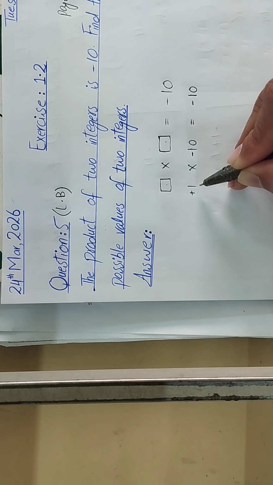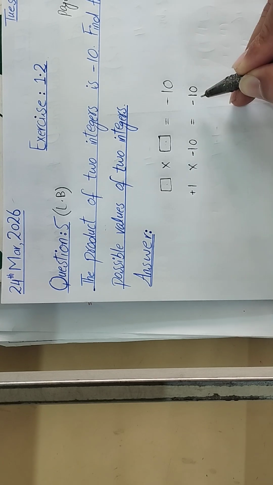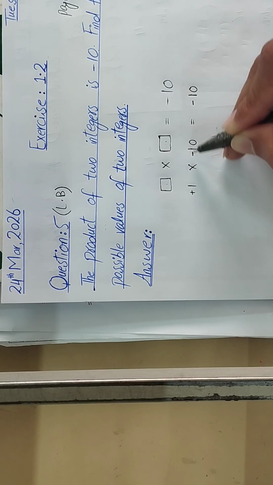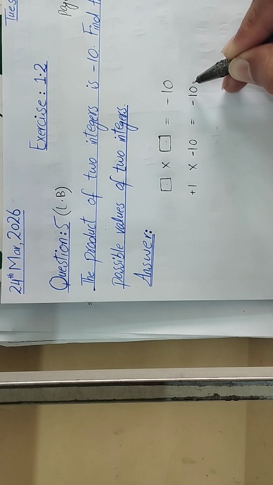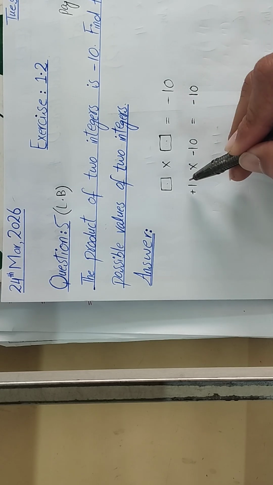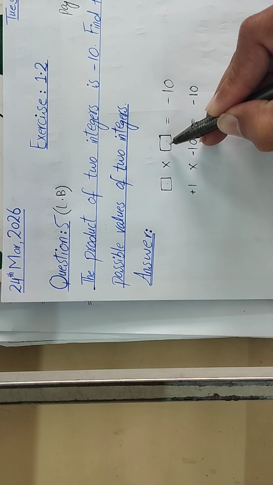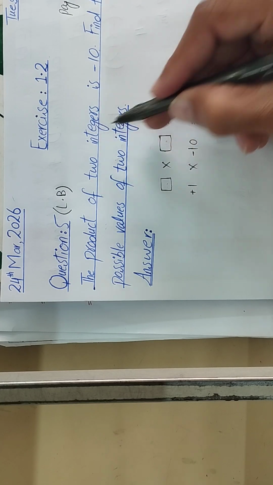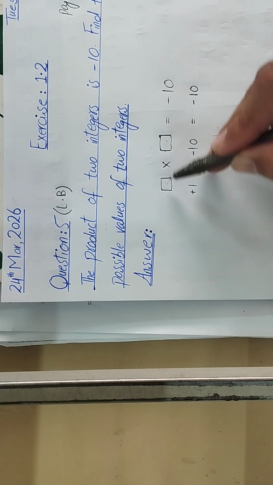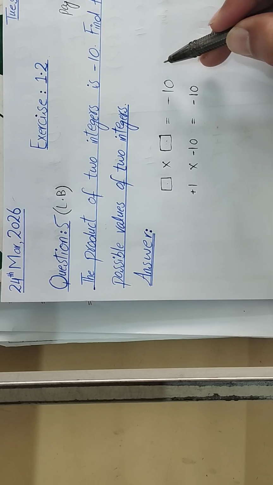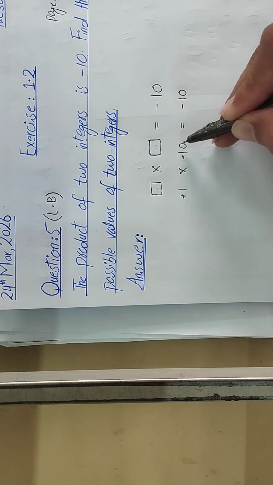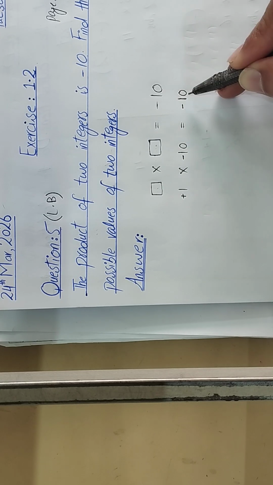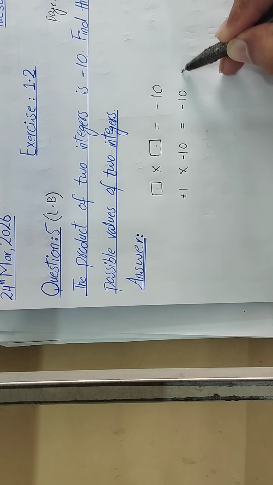If we take both the numbers as positive, the answer would be a positive number. Therefore, one number should be positive, the other should be negative to get minus 10 in the answer. So this missing number is plus 1, this missing number is minus 10. That was our goal: find the two numbers such that when we multiply them, we get minus 10 in the answer. So we have found them, plus 1 and minus 10. These are the missing integers. 1 tens are 10 and plus multiply minus is minus. So this one is our answer.